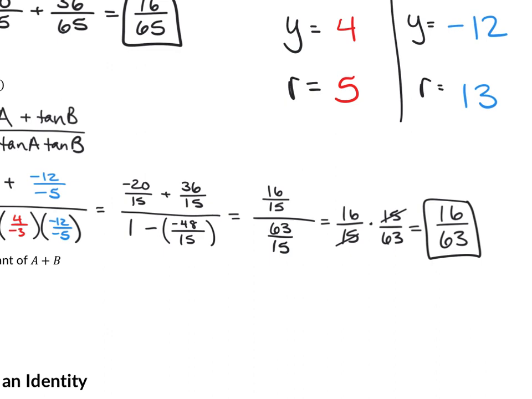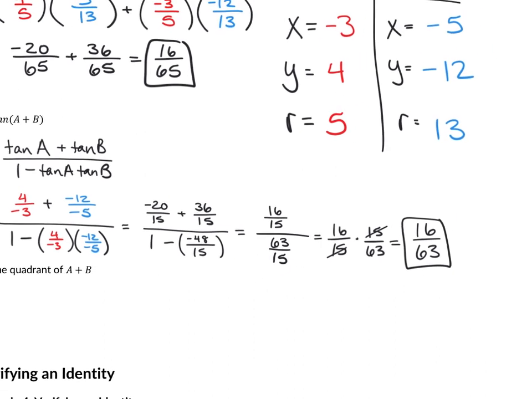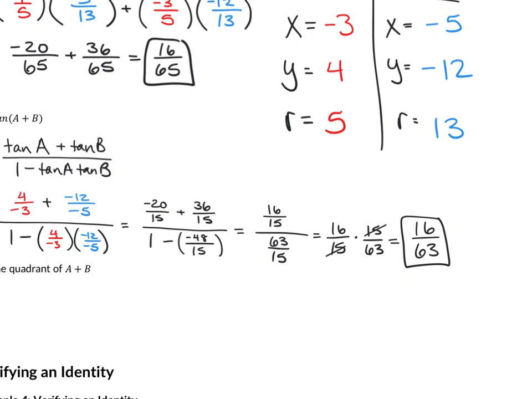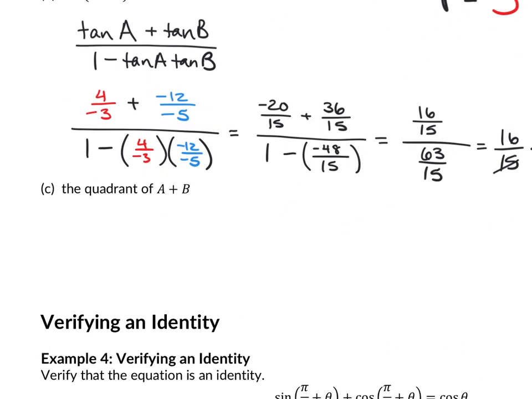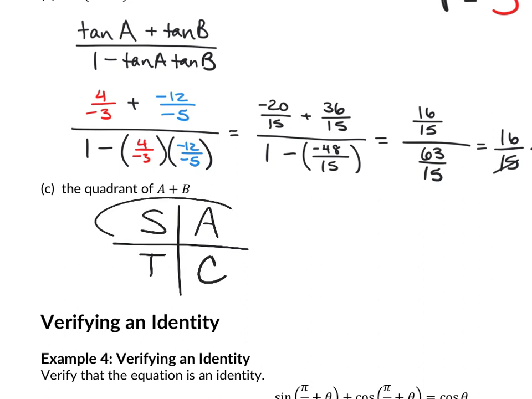Now this question here, we want to figure out what quadrant A plus B ends up being in. So let's think about this for a second. When we did the sine of A plus B, we got a positive number. When we did the tangent of A plus B, we got a positive number. So if we go back to this, based on the sine being positive and the tangent being positive, what quadrant am I in? Quadrant 1.